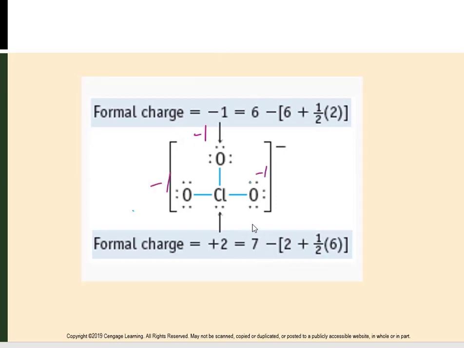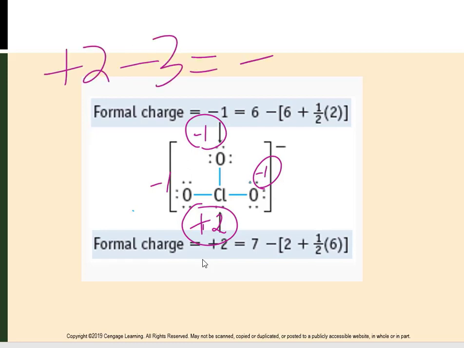Now let's look at chlorine. Chlorine we know has 7 valence electrons. Minus, chlorine has 2 electrons that are in lone pairs, so 2 plus 1/2 of 6. It has 1, 2, 3, 4, 5, 6 electrons that are in bonds. So 2 plus 3 is 5. 7 minus 5 is plus 2. So when I have a +2 and three oxygens at -1, -2, -3, +2 minus 3 gives me a net ionic charge of -1, which is what that ion is.